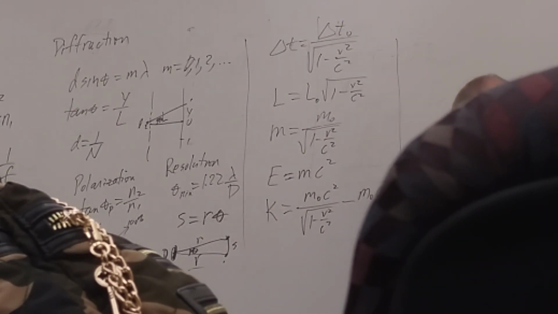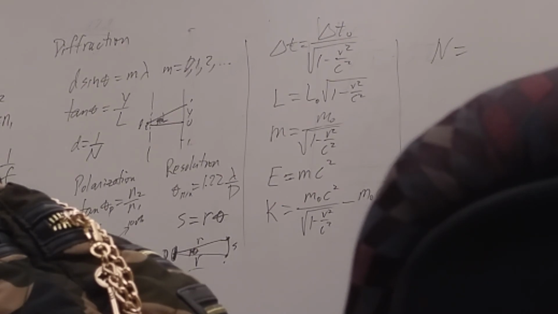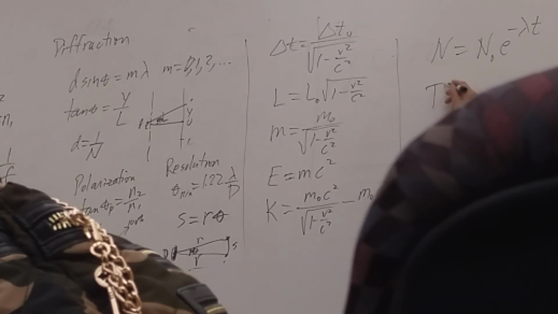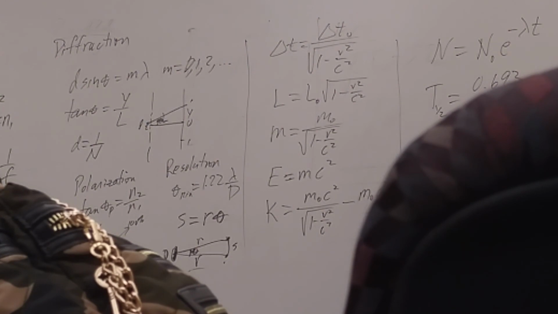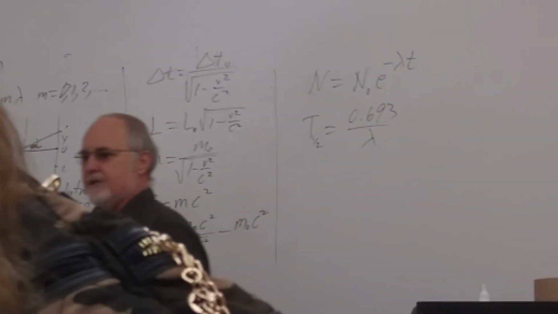And then radioactivity: the number you have left, or the amount left, or the decay rate after a certain amount of time is equal to what you start with times e to the negative decay constant times the time. And then the half-life is 0.693 divided by that decay constant. So any problem dealing with radioactive substances, we'll use those equations.